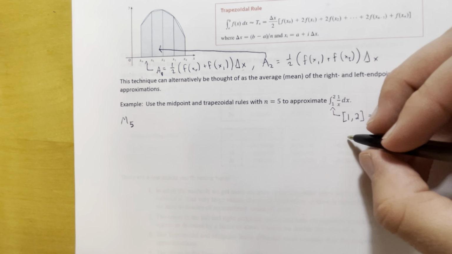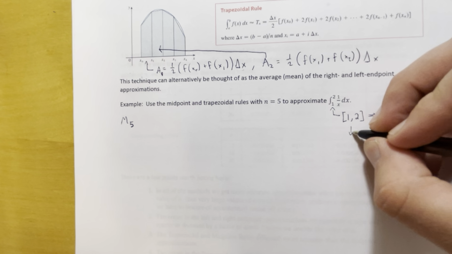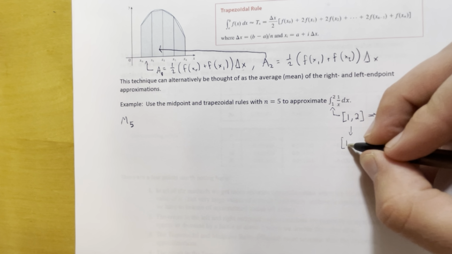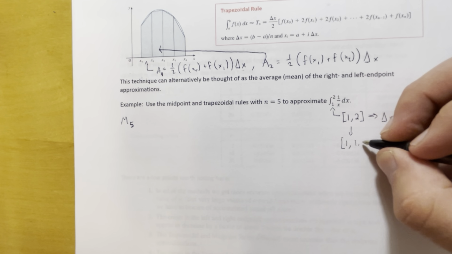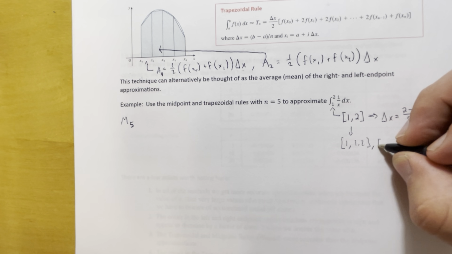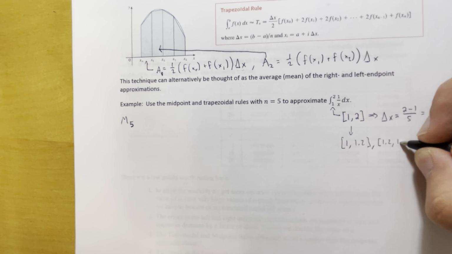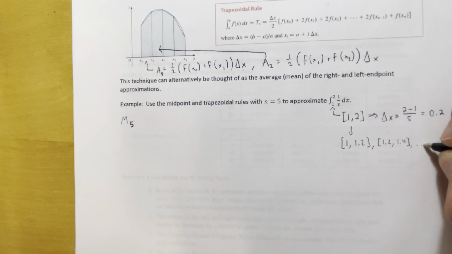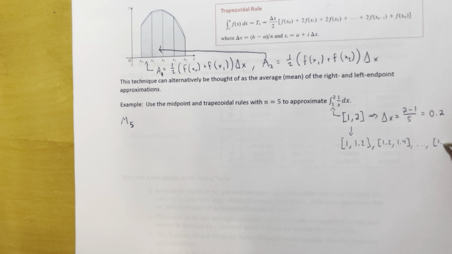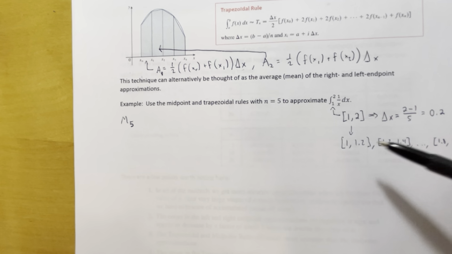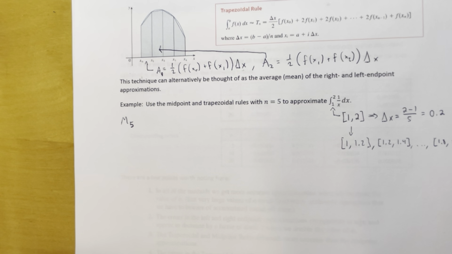Okay, so what that means is when I cut this thing up into subintervals, I'm going to have 1, 1.2, 1.4, and so on, and I'm going to end at 1.8. There will be 5 of these in total, but the width of each one of these is 0.2.